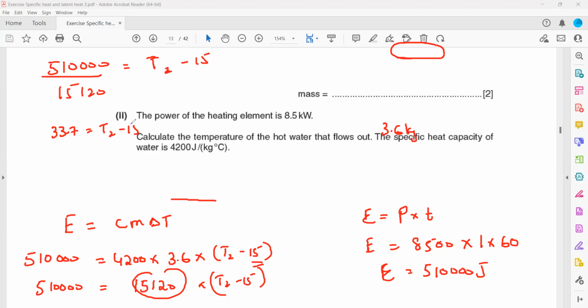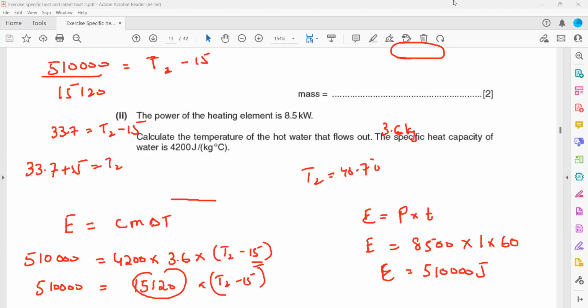Because we need the final temperature, the temperature change is T2 minus 15. So the minus 15 will go to the other side. It will be 33.7 plus 15, so it will be 48.7. So the final temperature of the water will be 48.7 degrees.